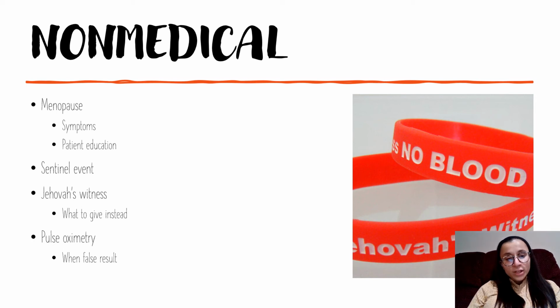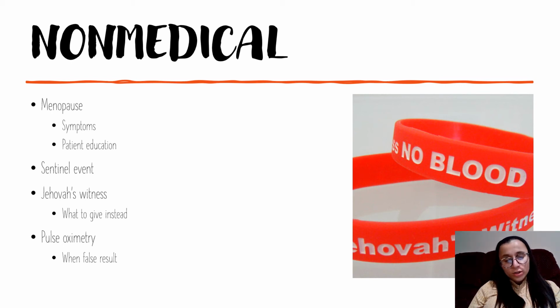Some complications of hitting menopause include osteoporosis and coronary artery disease because there's a decrease in estrogen. So that's why you would educate them to lift weights, monitor their cholesterol, etc. Next we go into sentinel events, which are basically unanticipated events in healthcare that cause a serious death or injury, but they're not anticipated.